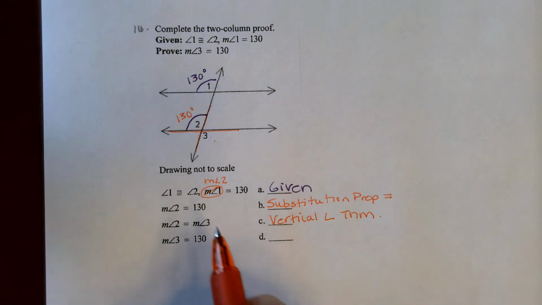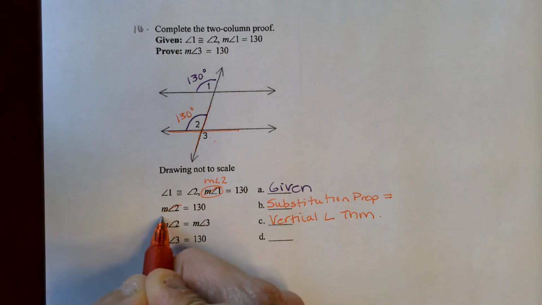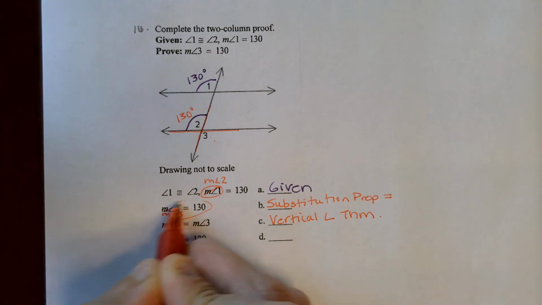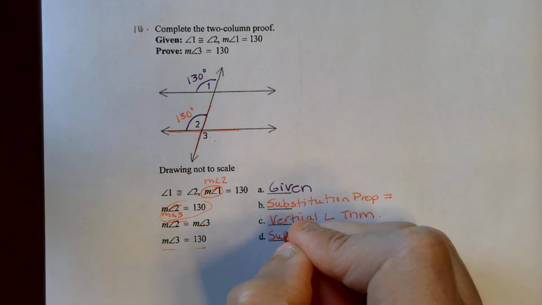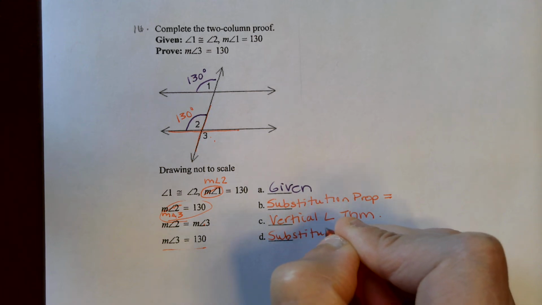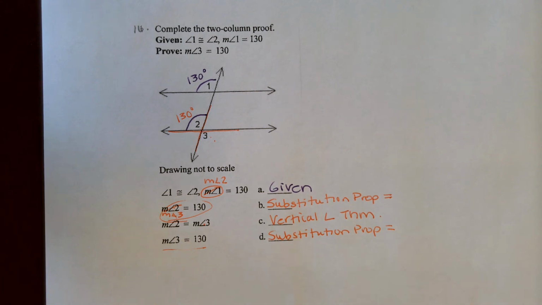All right, great. So now I've got this. Can I substitute this into here, just like I did above, and get the answer? Because I have angle 2 is equal to angle 3. So now instead of angle 2, I'm just going to substitute the 3 in place of it because they're equal. So again, it's substitution. Property of equality. All right, last one.